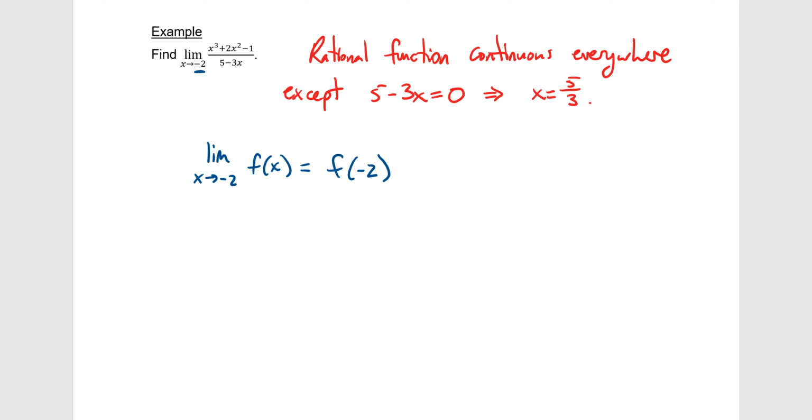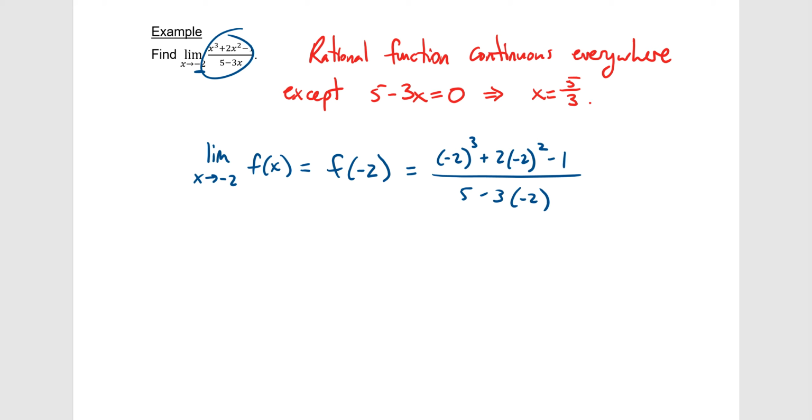So I'm just writing it using the continuity definition. The limit of f of x as x approaches negative 2 equals f of negative 2. And we plug it right into the function. Negative 2 cubed plus 2 times negative 2 squared minus 1 over 5 minus 3 times negative 2. And we evaluate all of that. And we should get negative 1 over 11 for our answer.